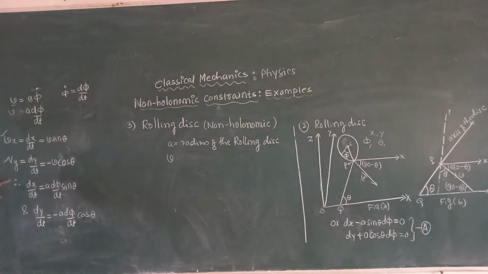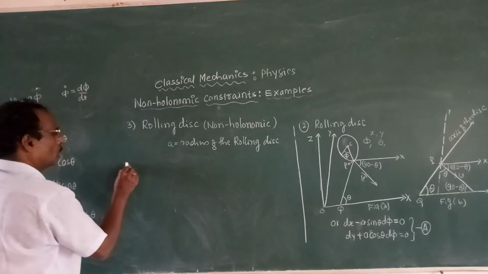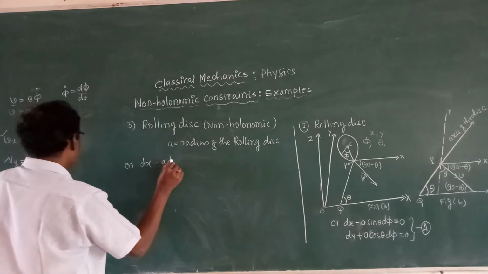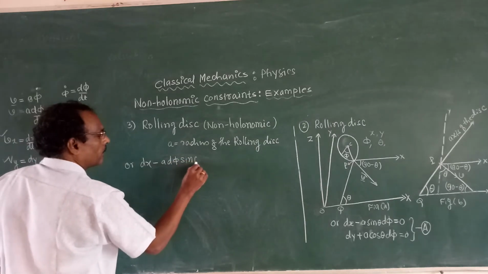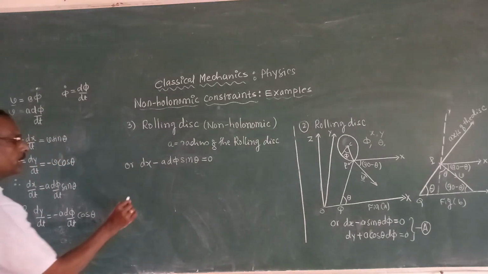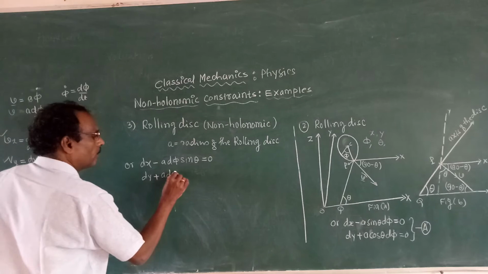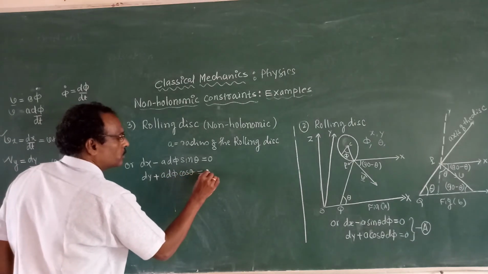Fine. So I want to find dx by dt. dx by dt, that is Vx, is equal to a d phi by dt sine theta. We have substituted the value of v. Similarly, dy by dt is equal to minus a d phi by dt cos theta. If we eliminate dt on both sides, I can write this as dx minus a d phi sine theta equal to 0, and dy plus a d phi cos theta equal to 0.